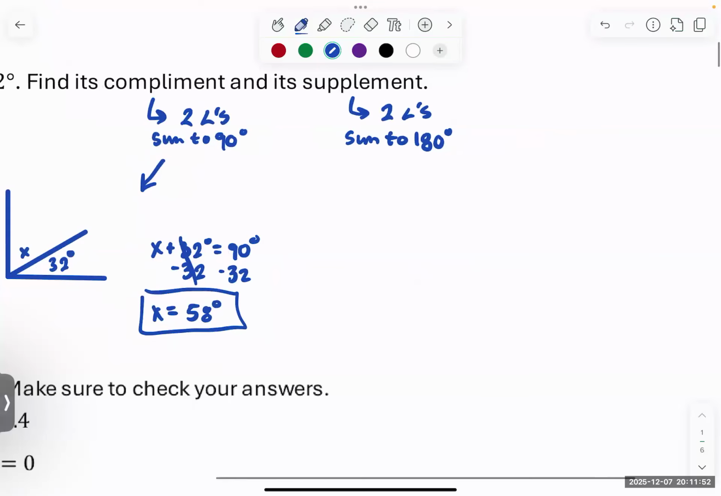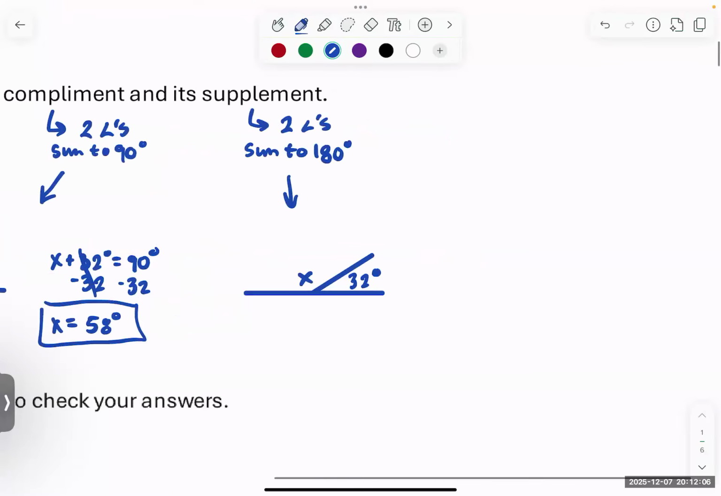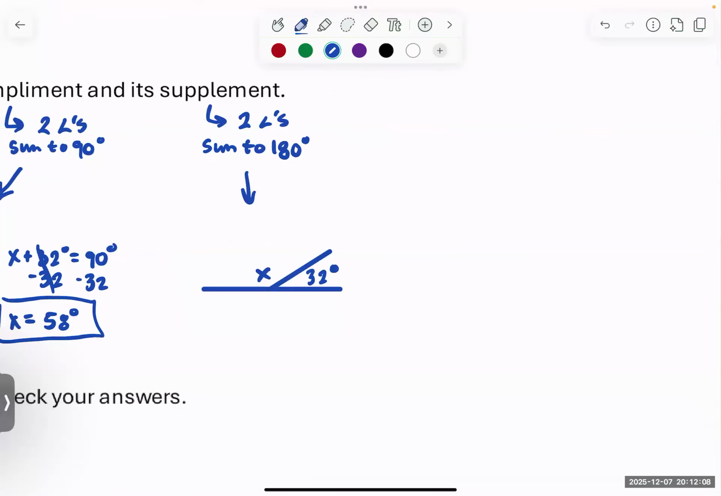Now for a supplement, this is essentially if you have a straight angle, otherwise known as a straight line. And there's my 32 degrees, there's my x. I need to find out what this angle measure can possibly be. This is essentially saying x plus 32 equals 180. So to find out what that angle is, just subtract 32 from both sides. X equals, this is 150, no, this is 148 degrees, and that's your answer.